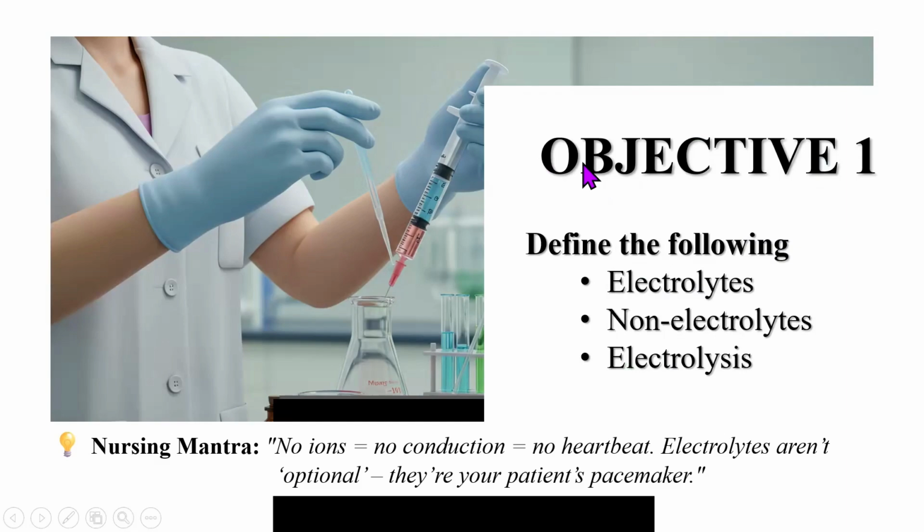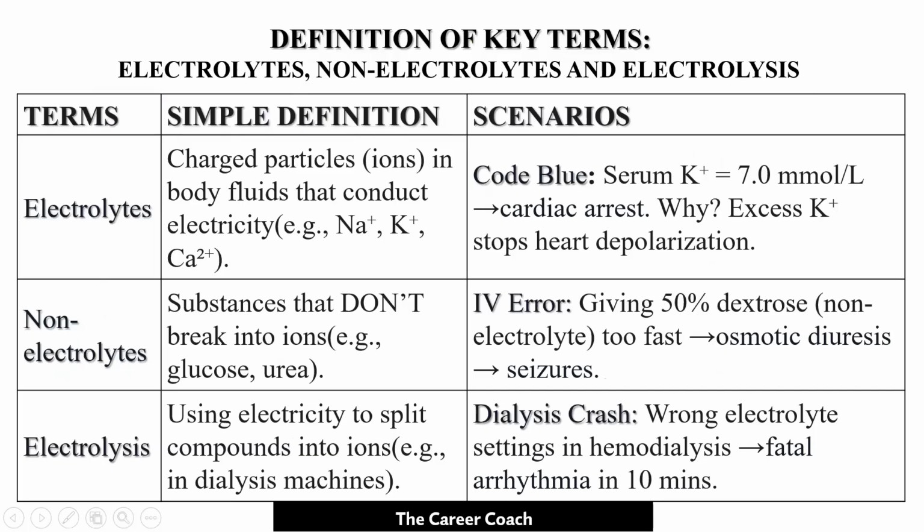We want to begin with Objective 1. Objective 1 says, define electrolytes, non-electrolytes, and electrolysis. This is very important. The nursing mantra says, no ions, no conduction, no heartbeats. If there are no ions, then there is no conduction. And if there is no conduction, there is no heartbeat. Electrolytes are not optional. They are your patient's pacemakers.